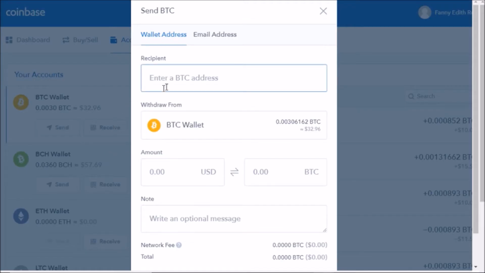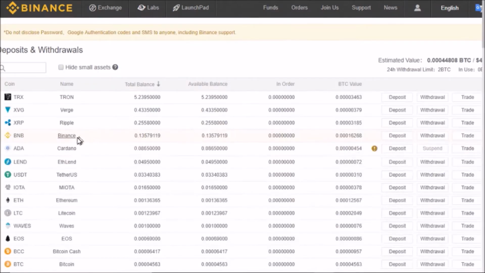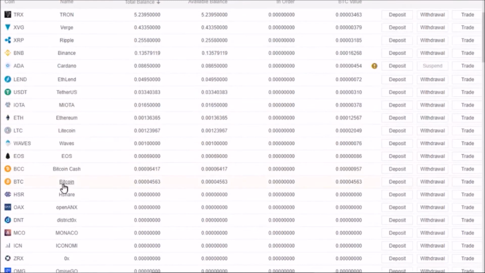And when you hit send, it's going to say enter the BTC address. Well, where is that at? You're going to go to funds and you're going to go to balances, and that's where you're going to be able to pull out your Bitcoin. Hit the Bitcoin, you're going to scroll down, and there's 2 sections. You're going to see deposit and you're going to see withdrawal.